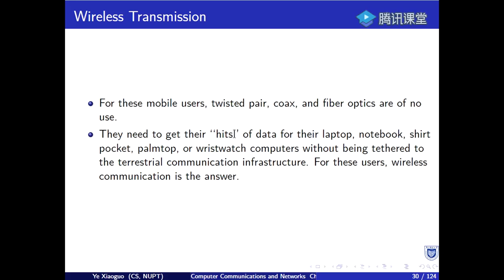So they need to get their data for their laptop, notebook, shirt pocket, palmtop, or wristwatch computers without being tethered to the terrestrial communication infrastructure. For these users, wireless communication is the answer. So we can only use the wireless media for their mobile communication. Wireless communication is the answer for the mobile users.